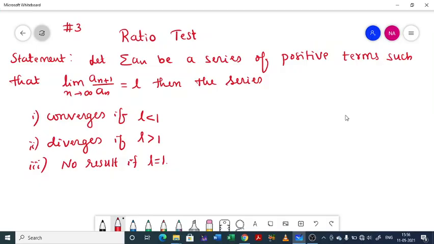So the statement is: let summation an be an infinite series of positive terms, such that limit of an plus 1 divided by an as n tends to infinity equals L, which should be a finite number. Then the given series summation an will be convergent if L is less than 1, divergent if L is greater than 1, and gives no result if L equals 1.